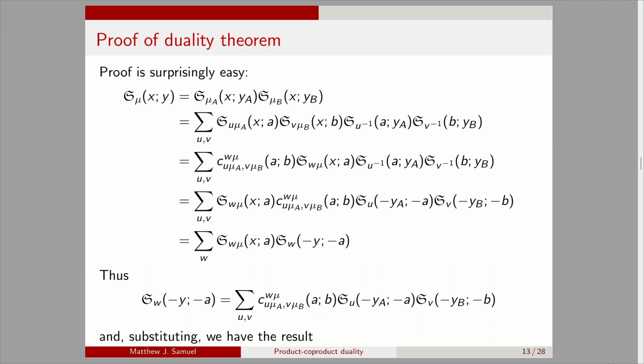And it's very easy to prove. So I'll take you through it. We write S_mu of x and y as S_mu_a of x and y_a times S_mu_b of x and y_b.